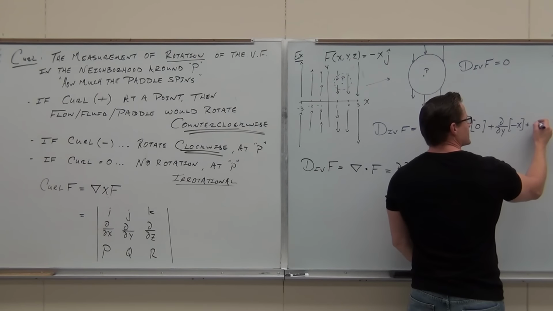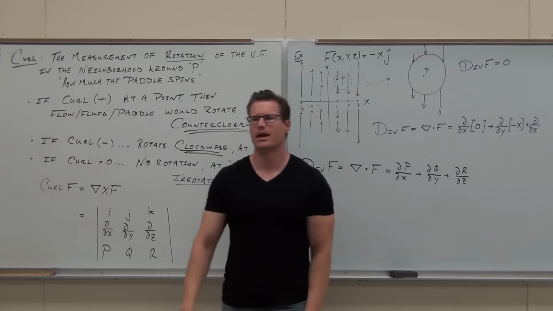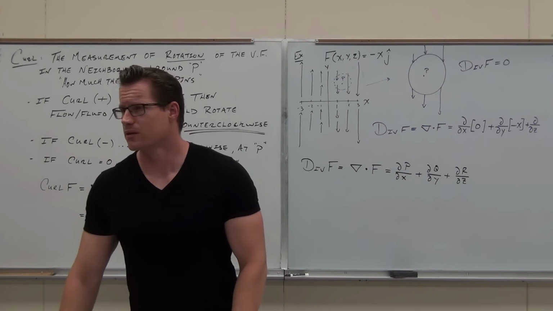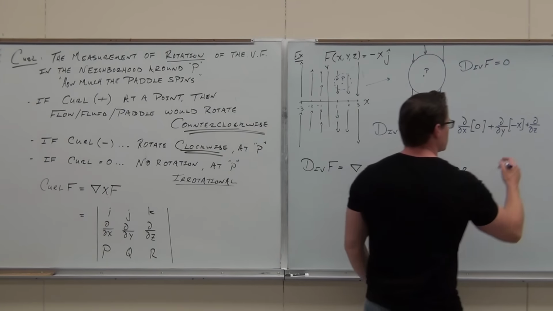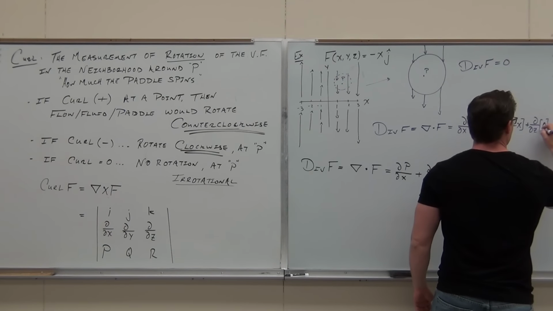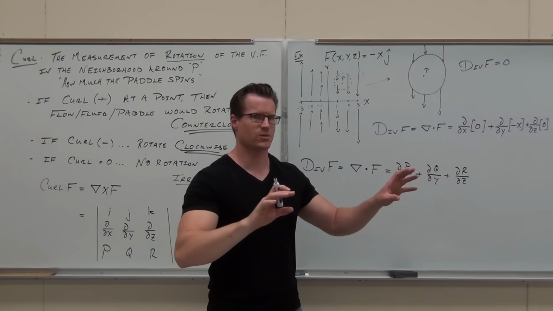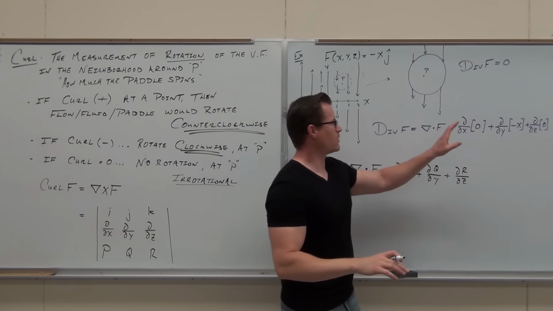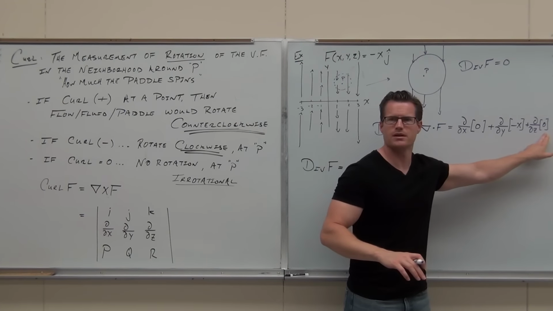The last one says take the partial with respect to Z of the Z component. You tell me right now, what's the Z component? Is there one? The math for there's not one is 0. Let's see if it makes sense. If this one makes sense, the rest of them are going to be golden. Do you guys understand why we have a 0 here and a 0 here? Head nod if you do.